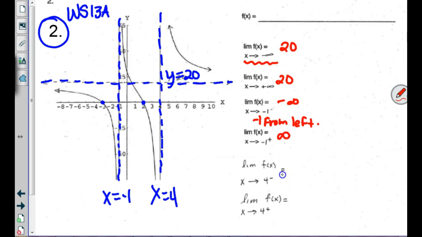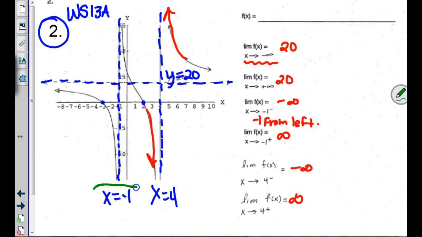Okay. What about at this asymptote over here at 4? From the left, it's going down, and from the right, it's going up. All right. When it's doing opposite things, it means there's no squared. Okay, we'll talk more about that on another day. I just want to get one of these done today.